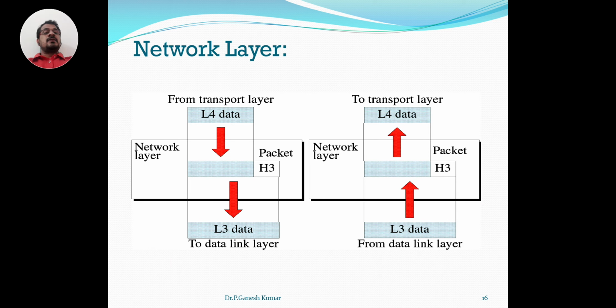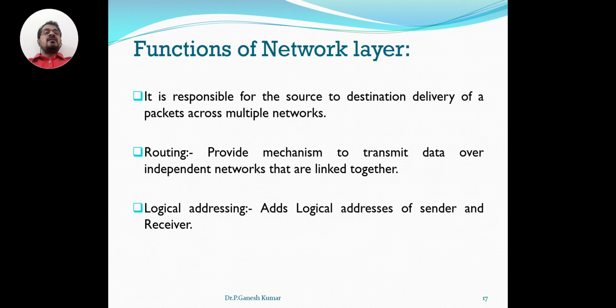Then the network layer. In the network layer, data from the transport layer comes to the network layer. The network layer adds the header bytes, and then the data moves to the data link layer. The main function of the network layer is the source to destination delivery of packets across multiple networks. The function is more or less similar to the data link layer: the data link layer is responsible for delivery of frames from one node to another node, whereas here it is the source to destination delivery of packets across multiple networks.